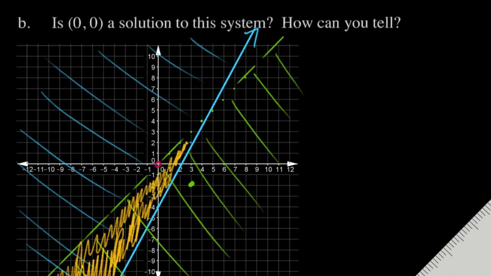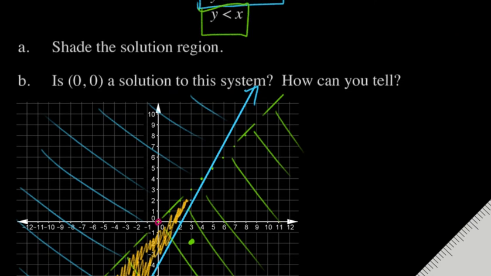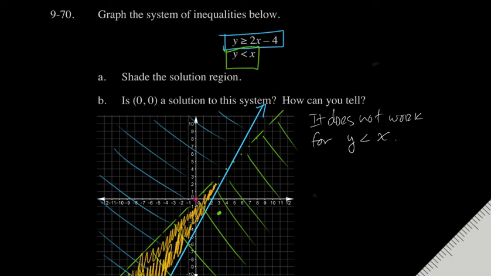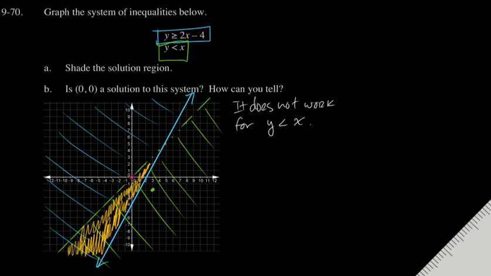How can I tell that 0, 0 is not a solution? I can tell because it does not work for the inequality y is less than x. For a point to be a solution, it would have to work in both of those inequalities. All right, so that is the system of inequalities. It's the graph, and the solutions are the region that I've highlighted. Those are the things above the blue line up to, but not including, the green boundary line.